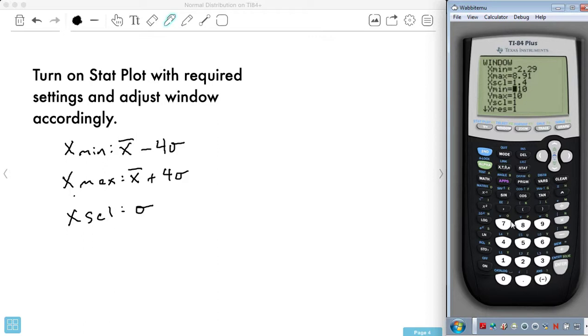Now for my y values, y min I'm going to put 0 because we're talking a frequency graph. We're not going to have any values below 0. My y max, though, I don't know how high it's going to have to go. I want to make sure to make it high enough to see the top of the bars. So I'm going to hit graph. And I can see I have some bars here, but you can see they all go off the top of my graph.